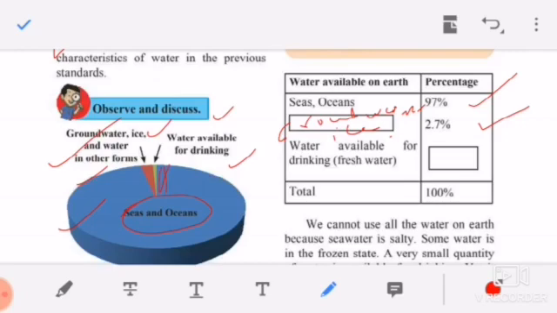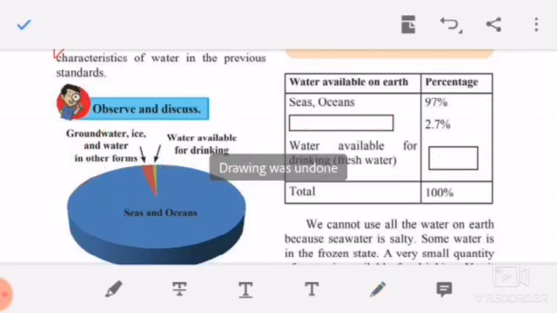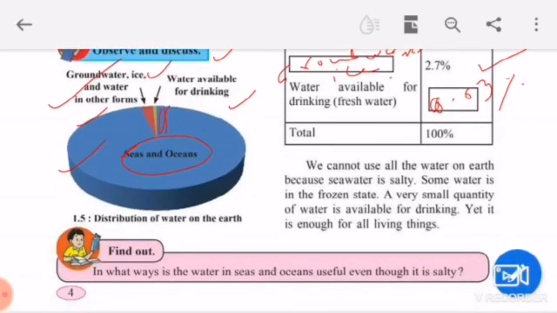How will you get this? If you add 97 plus 2.7% and subtract it, you will get only 0.03%. So for drinking, how much percent of water is available, children? 0.03%. Understood, children? So this is the pie chart, distribution of water on the earth. Very important diagram. You should know how much water is available on the earth.